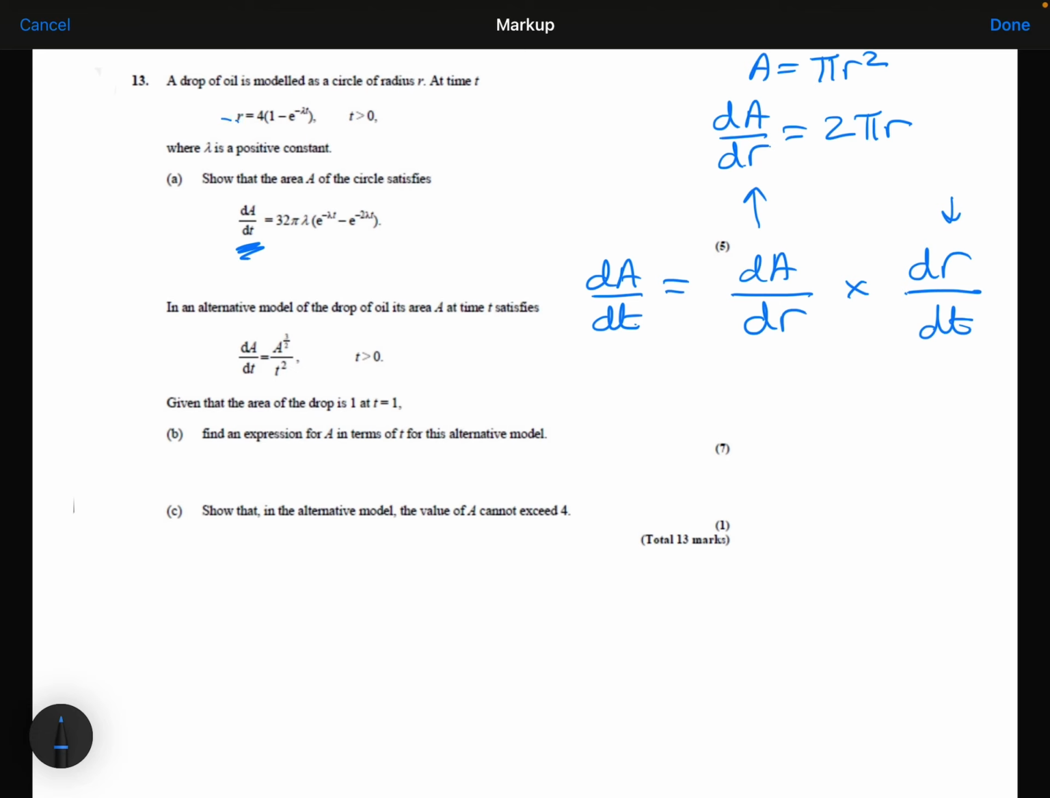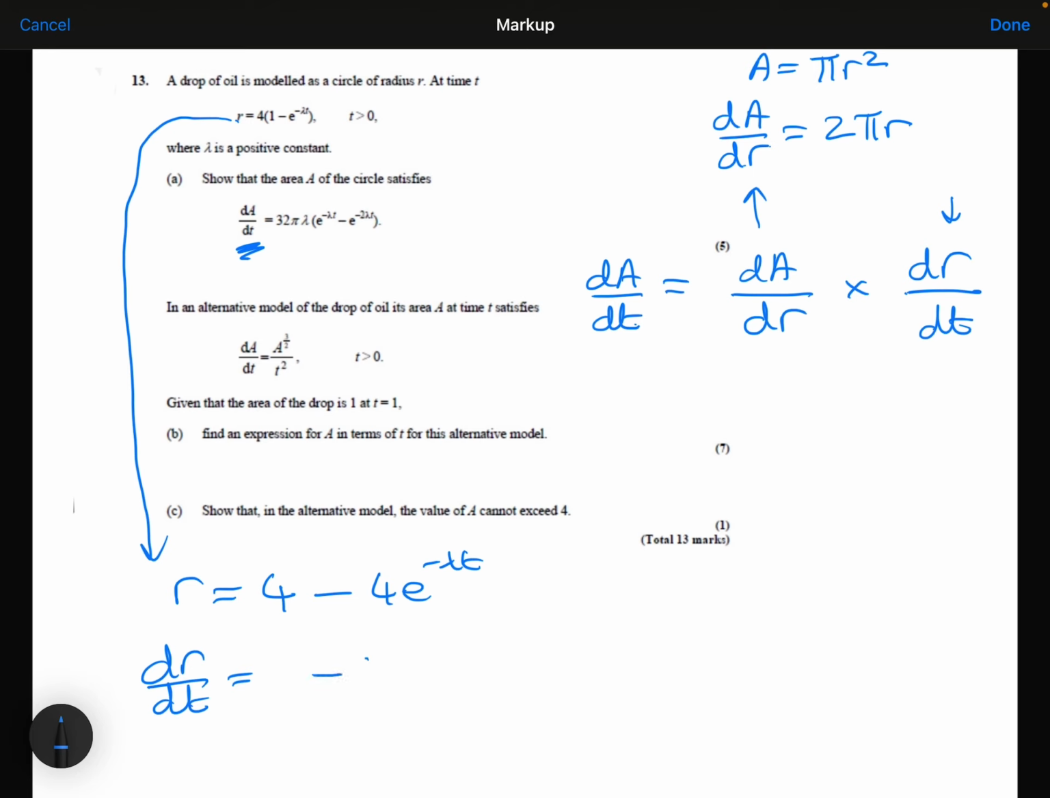Well, let's take our radius expression. To differentiate this, to make my life a little bit easier, I'm going to expand those brackets, first of all. So 4 times 1 is 4, then 4 times the minus e to the minus lambda t. Right, let's differentiate that. If I differentiate the 4, it's going to be 0. So we're then going to get minus 4.